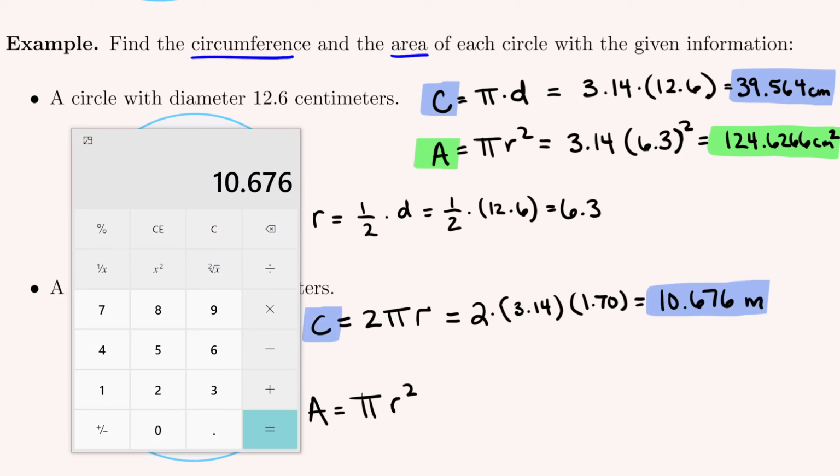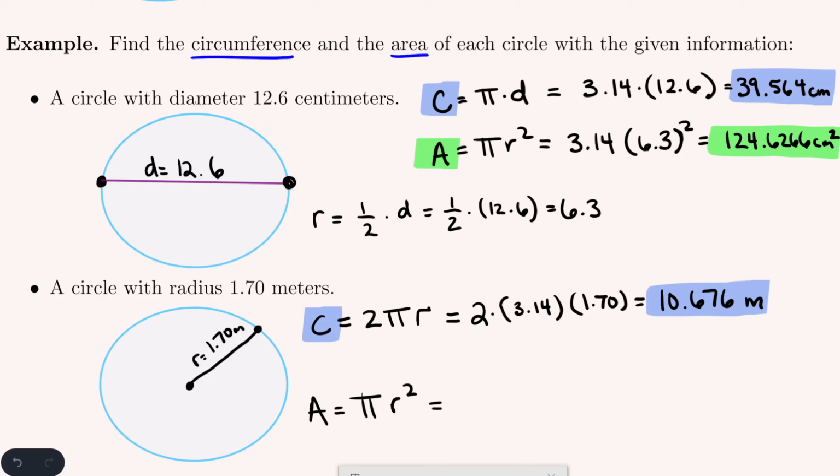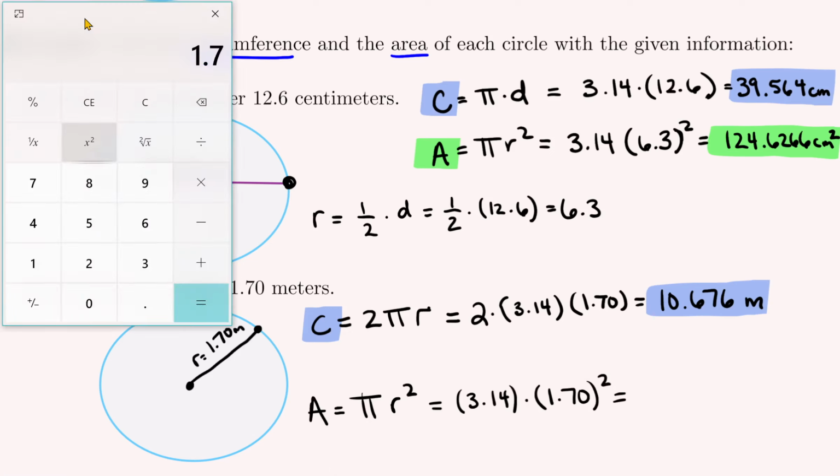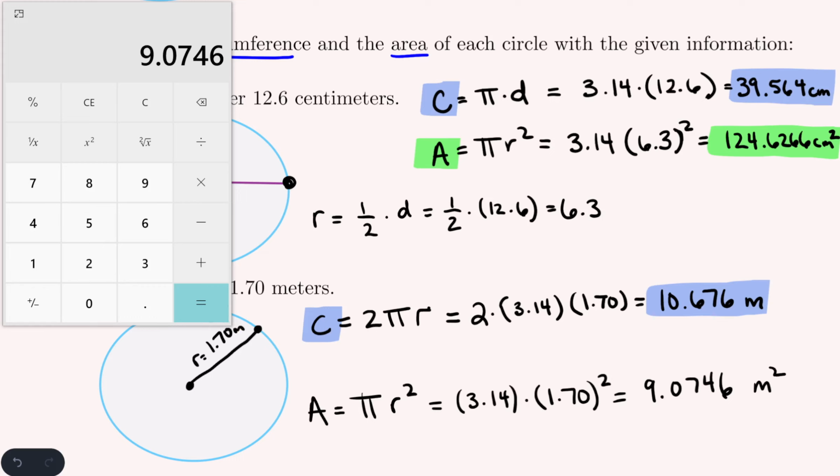Next, we calculate the area of this circle. We use the rounded version of pi, 3.14, times our radius was given to us to be 1.70, square that. Type this into the calculator. So we take 1.70, square that, multiply it by 3.14, and we get the area of 9.0746. The base unit is in meters, but we know area is a squared unit, so this will be meters squared.